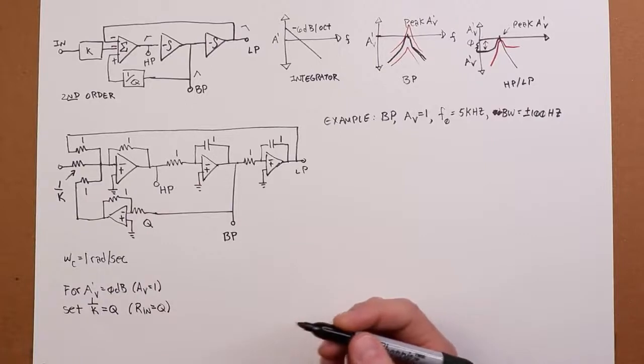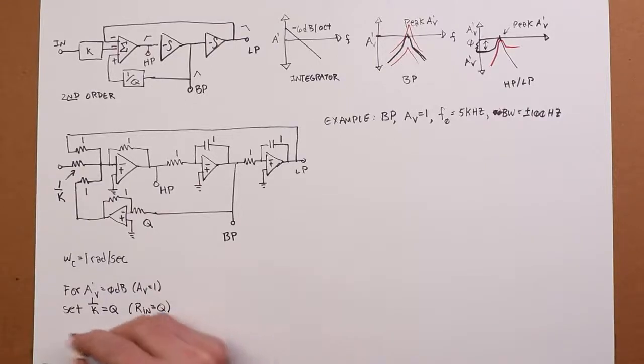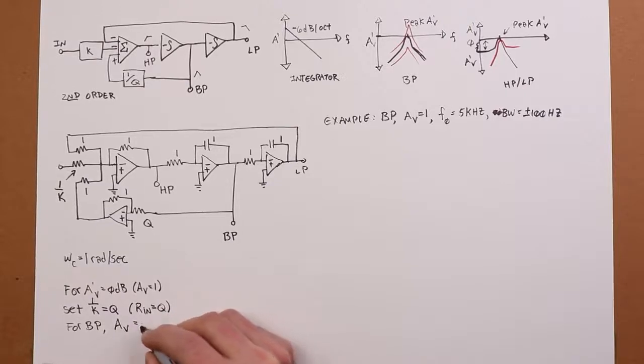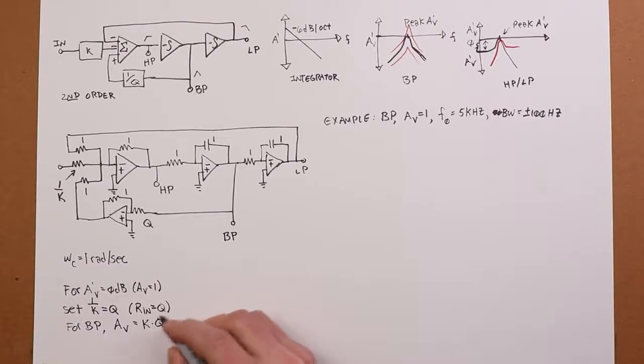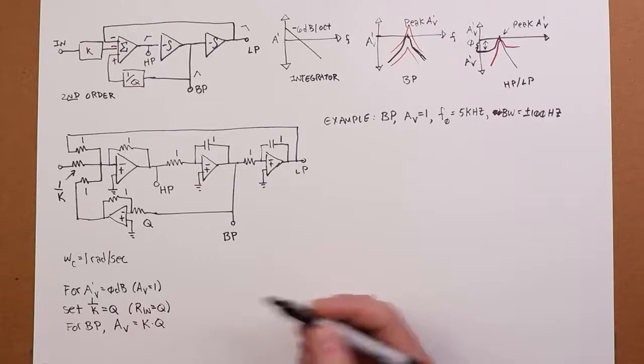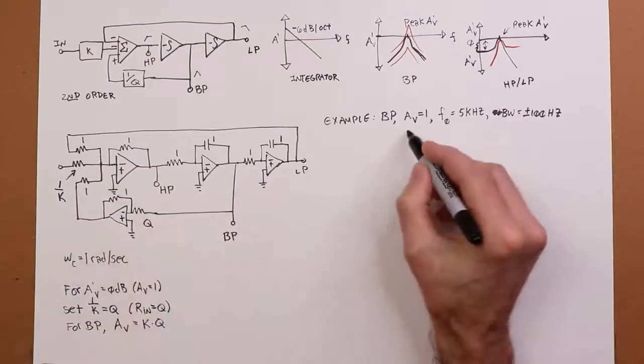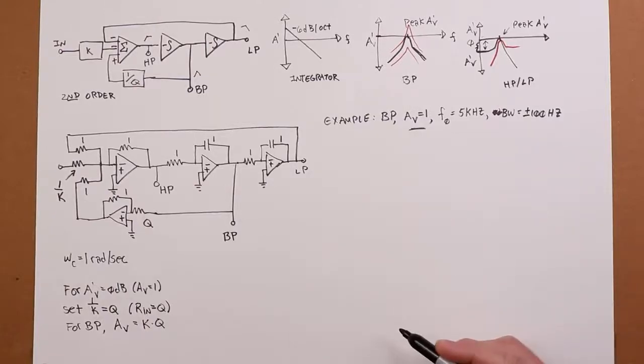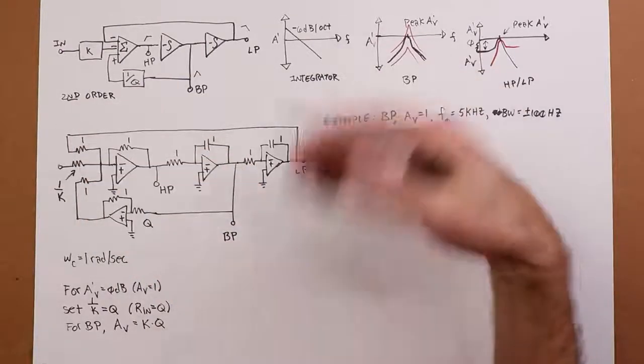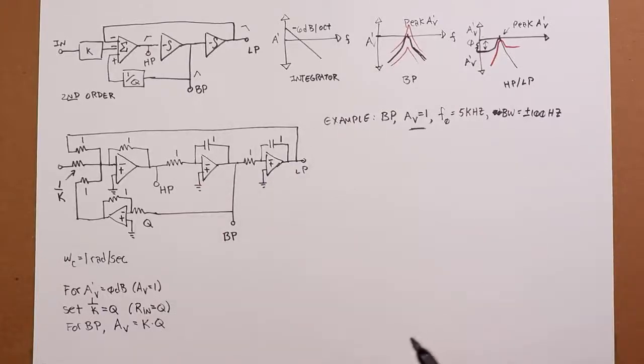The reason for this is because for the bandpass, the gain of the system is equal to K times Q. So the only way you're going to get one out of this, if you have a certain value of Q, is that K has to be 1 over Q. All right, so you have Q over Q, and there's your gain of 1. So that's what we wind up doing for this. So that's our stipulation here. Like I said, that's a fairly typical kind of design point. But as you'll see, we can vary some values and increase or decrease that if we want.